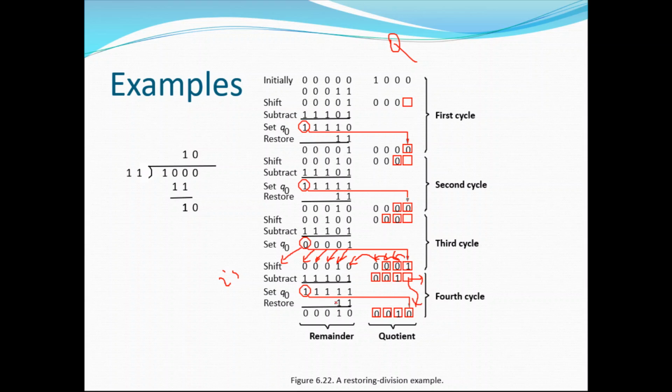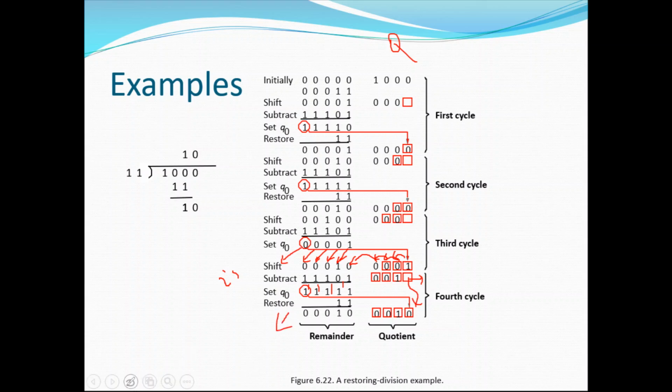Now once again restore the number by adding M. So you will get 1 plus 1 is 0 and carry 1, 1 plus 1 plus 1 is 1 and carry 1, 1 plus 1 is 0, carry 1, 1 plus 1 is 0, carry 1, 1 plus 1 is 0, and ignore that 1.